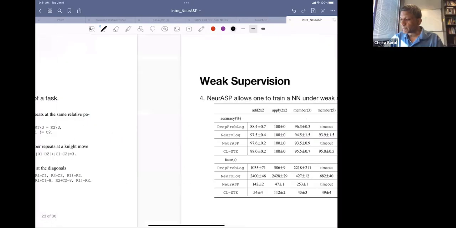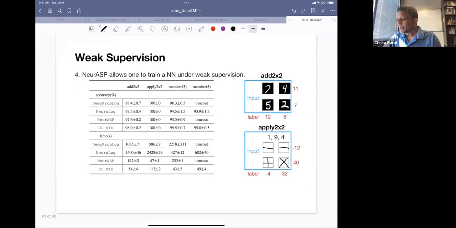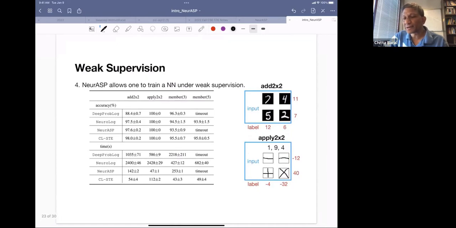This slide I can explain. Yeah. So can you, I mean, this weak supervision word is used differently by different people. So what is your notion of weak supervision, or what do you mean by saying this allows one to train under weak supervision?